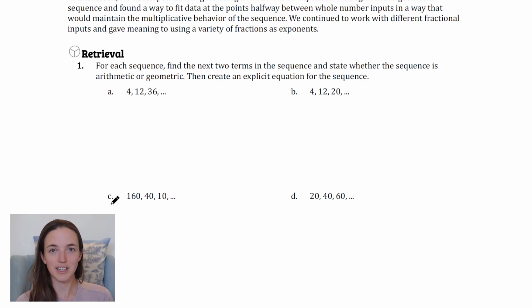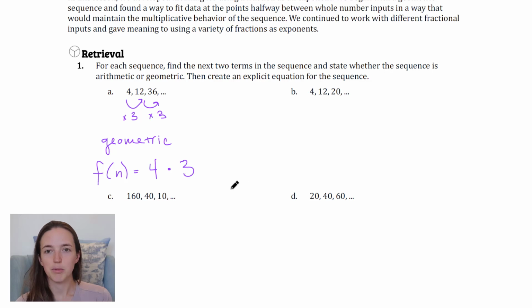As usual, the first thing I'm going to check is if this is addition. So let's see, plus 8, but I know it's not plus 8 to get to 36. So if it's not addition, it must be multiplication. 4 times 3 would get me to 12, and then 12 times 3 gets me to 36. Multiplication makes this geometric, and for my explicit equation, f of n equals, starting value is 4, we are multiplying by 3. They don't really say if it's n or n minus 1, so we'll just assume it's starting at step 1, and we will raise the 3 to the n minus 1.